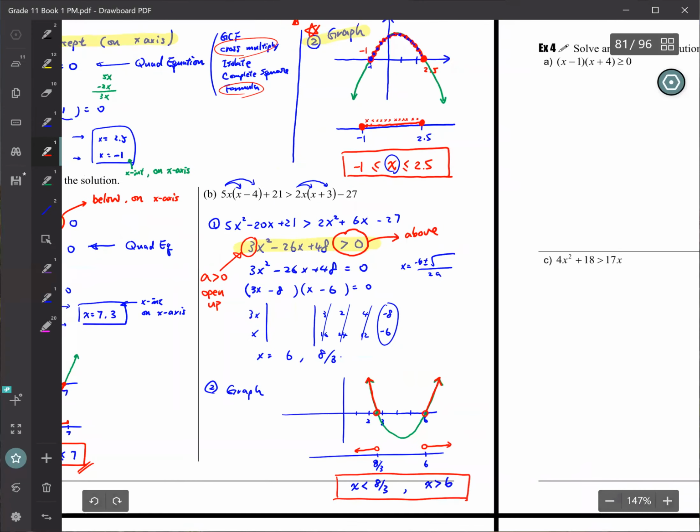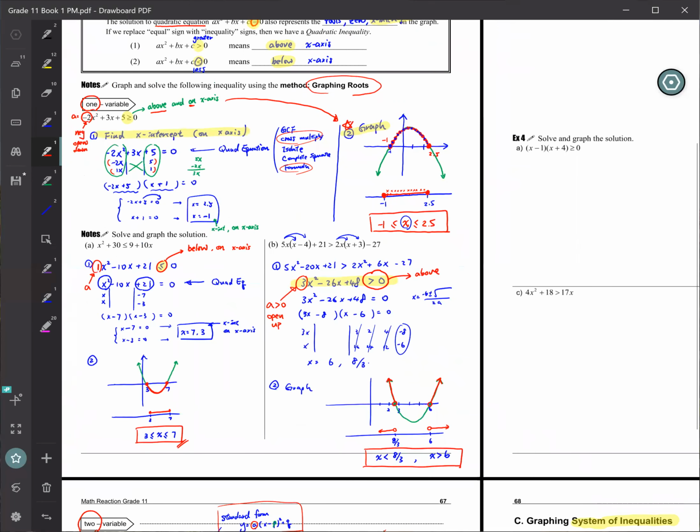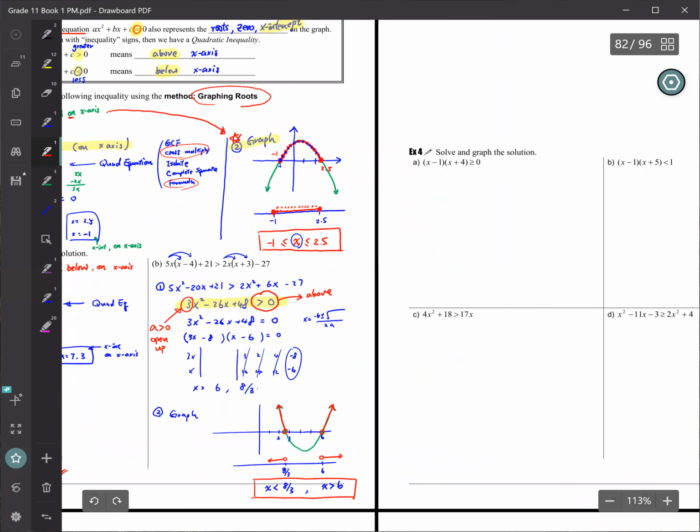Let's do one more, okay? I know it's already time, but I want to make sure you can get this. So let's do one more question. Next page, okay? Yeah, let's do question 4A.